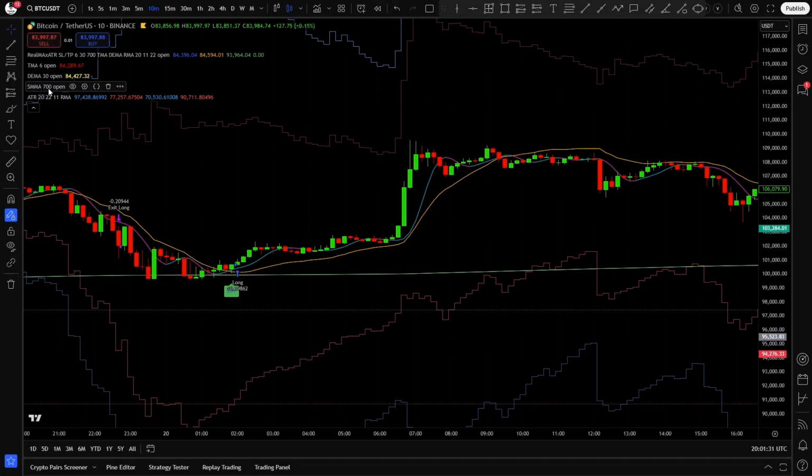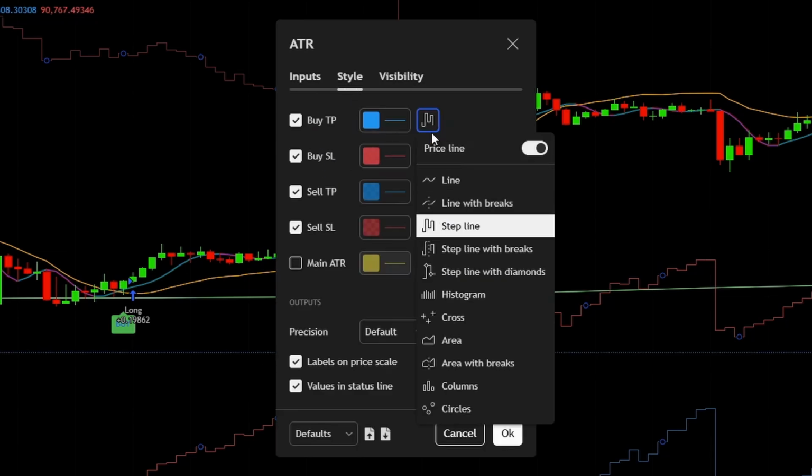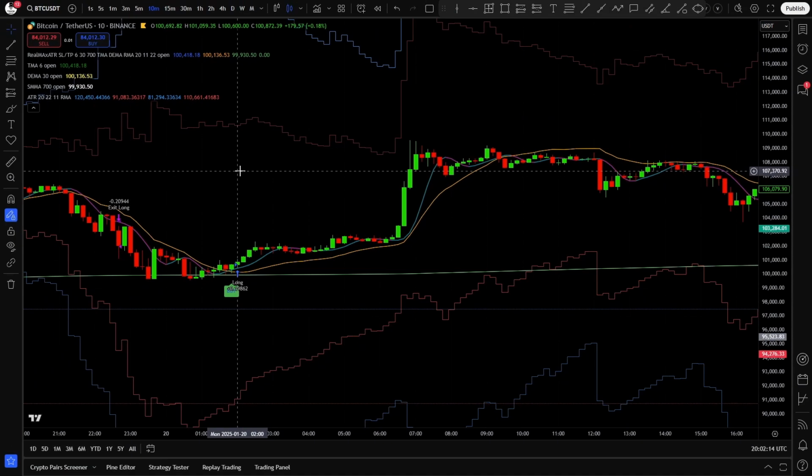Okay, we have the 3 EMAs. What about the stop loss and take profit? On the NNFX ATR, set the X value, which is its length or period, to 20. The TP multiplier or take profit level to 22. And the SL or stop loss multiplier to 11. In the styles tab, make sure that all the line styles are set to step line and untick the main ATR. And with that, everything is correctly set up.